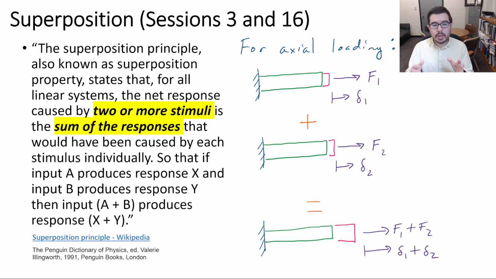In sessions 3 and 16, we discussed superposition. And we said that it's the net response caused by two or more stimuli. And you can think of it as a sum of responses. Right? So maybe a more basic example is to think, well, I've got one force being applied to this bar, and if I apply another force to this bar, and it has a second displacement associated with that second force, just as there was a displacement associated with the first force, I can add these displacements to each other and understand what the contribution of these combined forces might be.